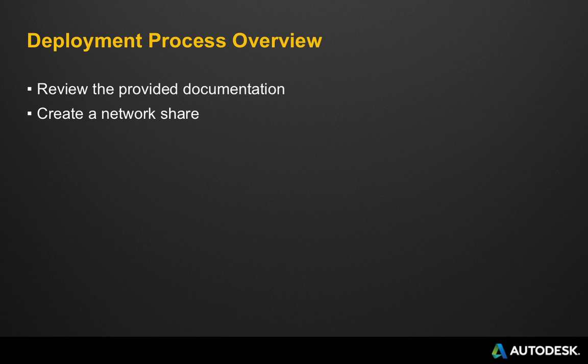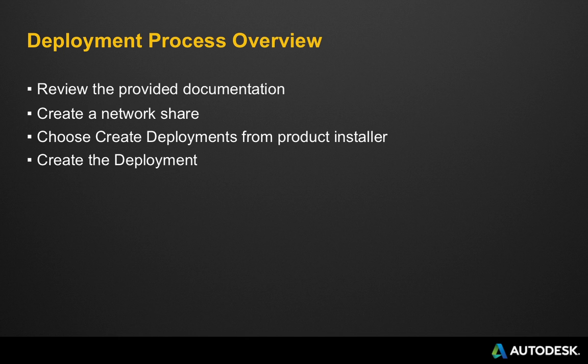This is a location on a network where the administrative image is going to be stored. Once a deployment has been created, users will access this location in order to run the installer. Then you'll run the product installer and choose the Create Deployments option, and then you'll run through the steps of creating the deployment. Once the deployment has been created, you'll have an administrative image that contains all of the product files, and you'll also have MST files, which are the individual files that will be run when a user runs that deployment.